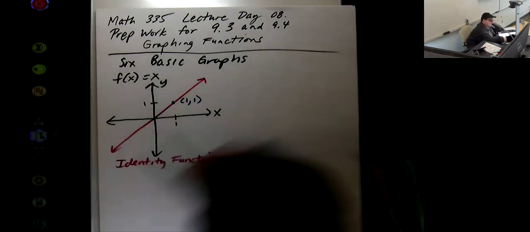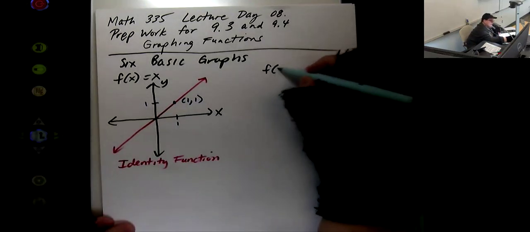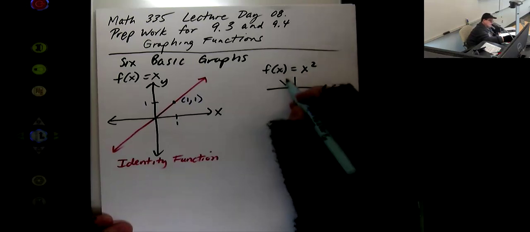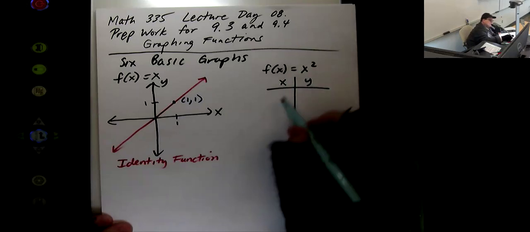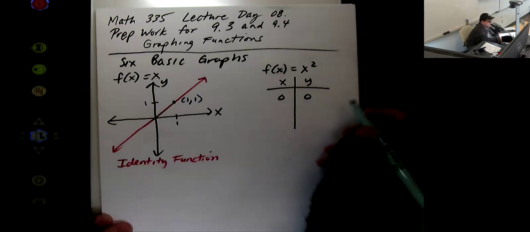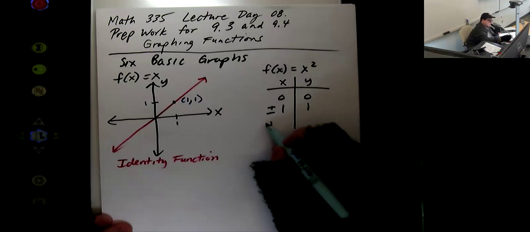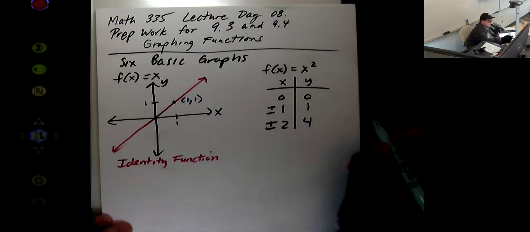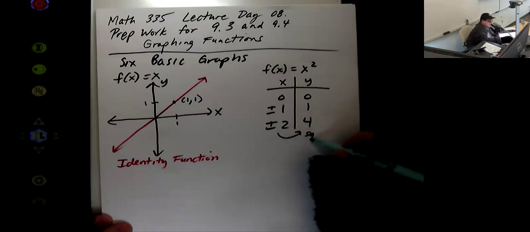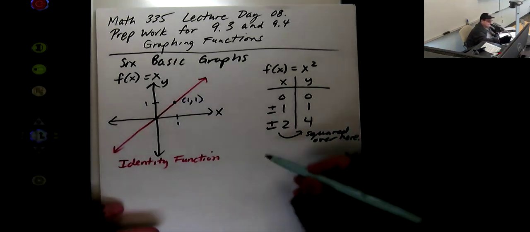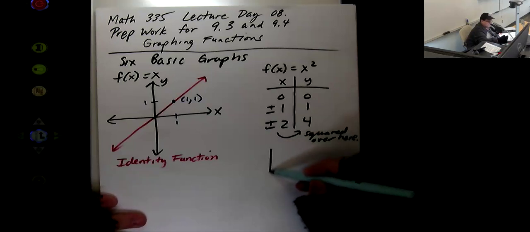Then we have f of x equals x squared. Just make a little table real quick. When x is plus or minus 1, y is 1. When x is plus or minus 2, y is 4. Whatever's here is squared over here. You can see that if you plug it in the function. This is called the squaring function.